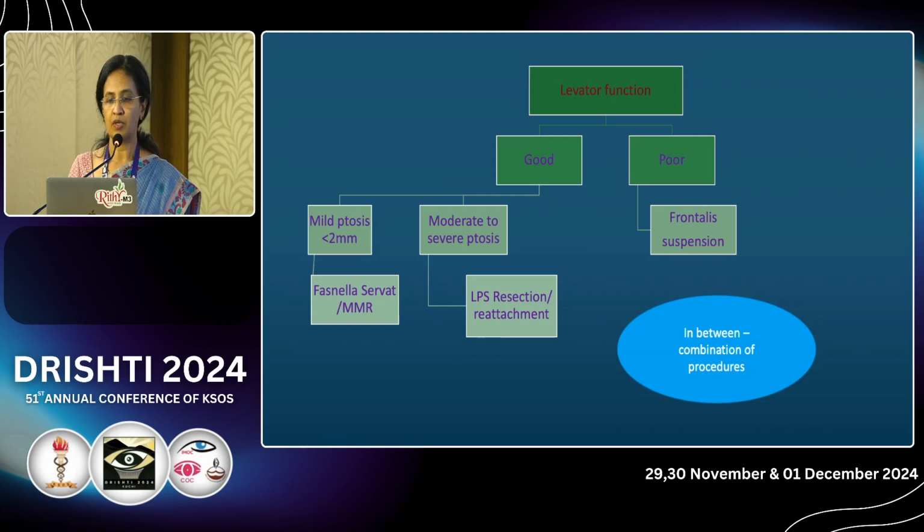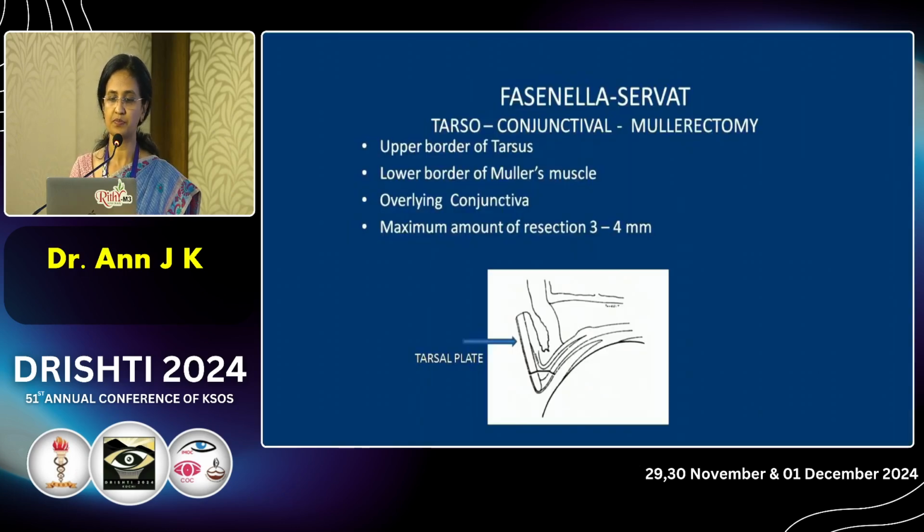So it depends on the levator function. If there is good levator function and the ptosis is mild, I'll go for Fasanella-Servat or Muller's resection. Moderate to severe ptosis, LPS surgery. Poor levator function, frontalis suspension. And in between cases, we may require a combination of procedures.